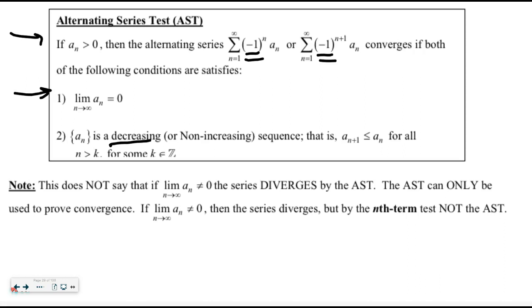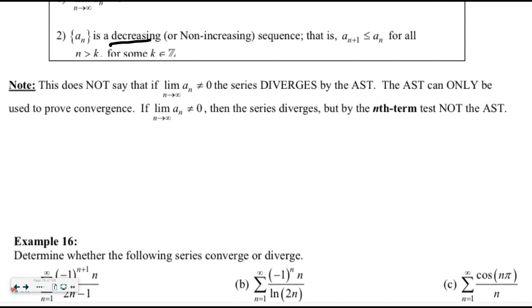Does that make sense? So here's what it says. It does not say, though, that if it doesn't equal 0, we diverge by the AST. This is a one-way test. A one-way test for what? Convergence. You'll be able to tell me if it diverges, but you won't be able to have your reasoning be by the AST. The AST is a one-way test for convergence.